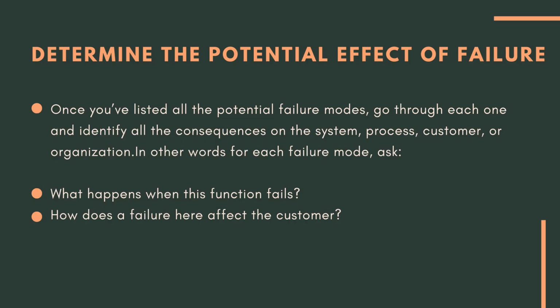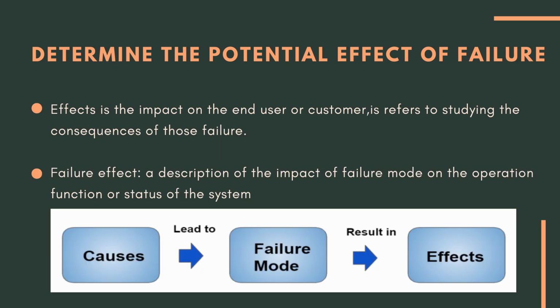So once you have listed all the potential failure modes, go through each one and identify all the consequences on the system, process, customer, or organization. In other words, for each failure mode, we need to ask the following. What happens when this function fails? How does a failure here affect the customer? So, what is the potential effect of the failure mode? Effect is the impact on the end user or customer; it refers to studying the consequences of those failures.